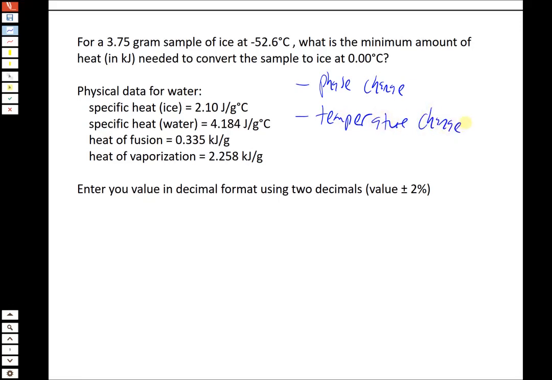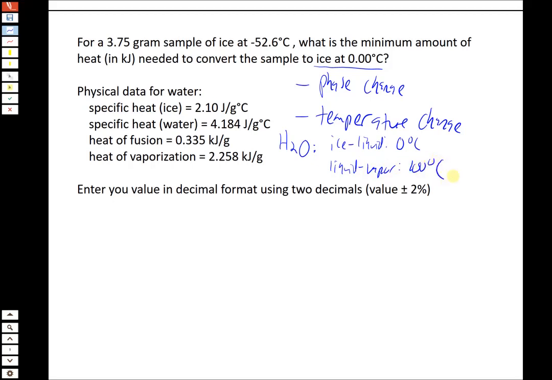So what we're asking here is if we have a 3.75 gram sample of ice at this initial temperature, what is the minimum amount of heat needed to convert the sample to ice at 0 degrees Celsius? So the first thing we have to think about is for water, this is ice, which is just frozen water, where do the phase changes occur? So the phase changes, you're going to go from ice or solid to liquid at 0 degrees Celsius, and then you're going to go from liquid to vapor, boiling it at 100 degrees Celsius.